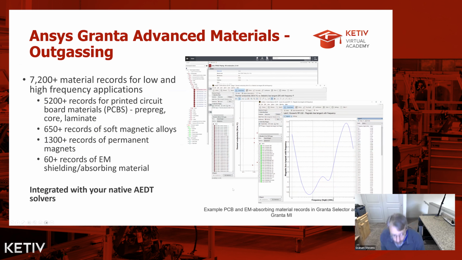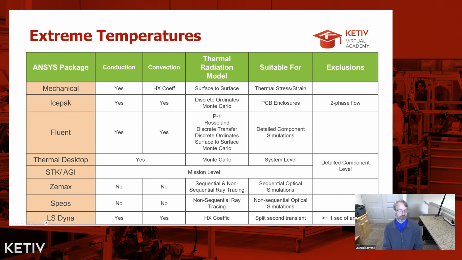And then when we're starting to think about outgassing, we might want to look at material properties. Ansys Granta is a materials database with a number of properties associated with thermal conductivity and some of these other analyses we've been talking about, as well as for high frequency and low frequency applications. So please do keep that in mind when designing your products for reduced outgassing. And then for extreme temperatures, again, this is not as much in the electronics realm, except for IcePak.